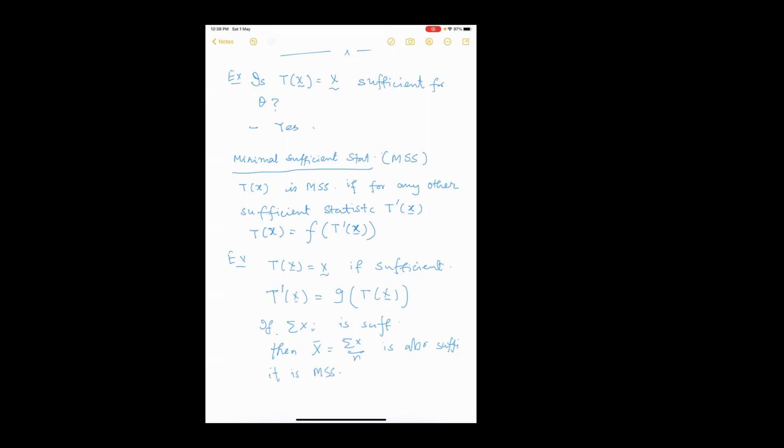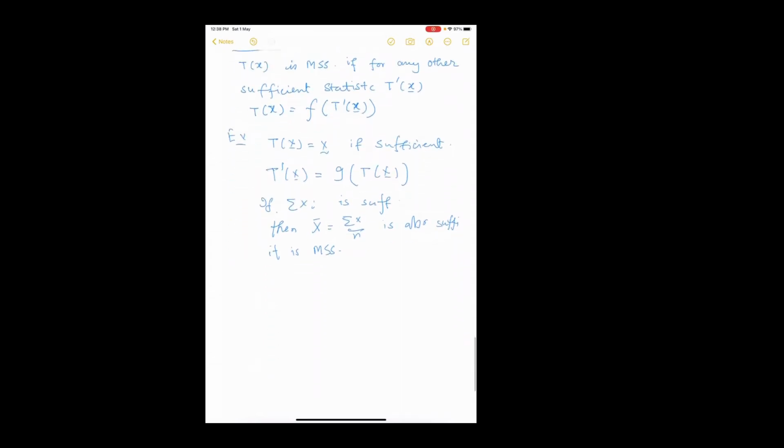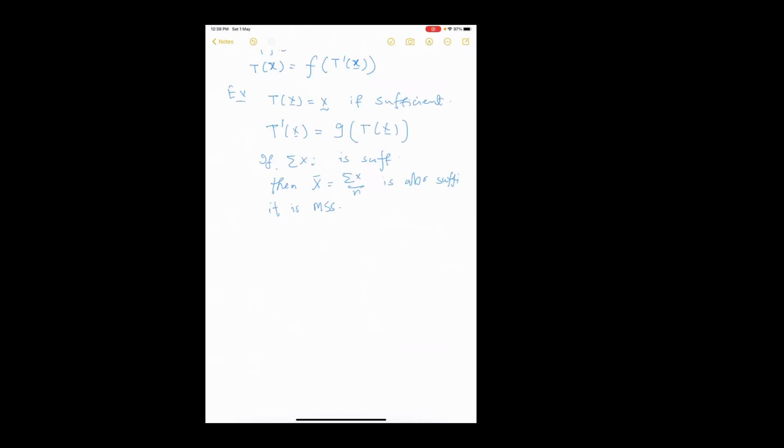But at this moment, I want to introduce a very important concept called ancillary statistics. It is a very cool concept. In a sense, it is actually a perpendicular, opposite concept to sufficient statistic.